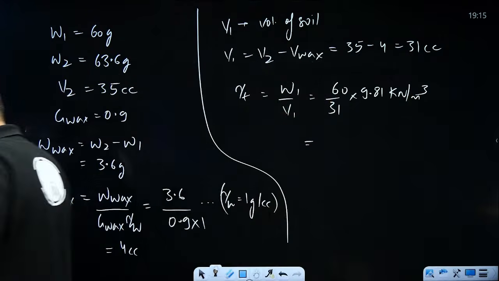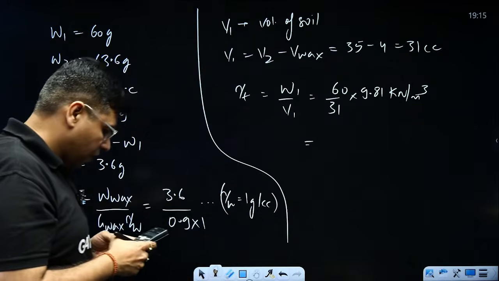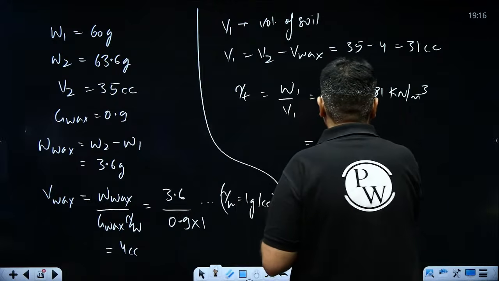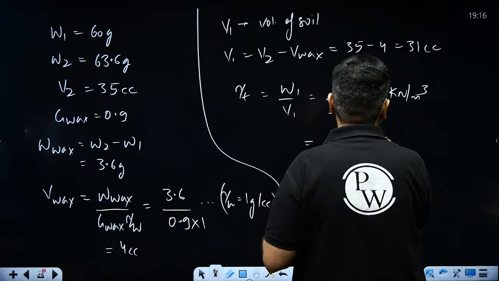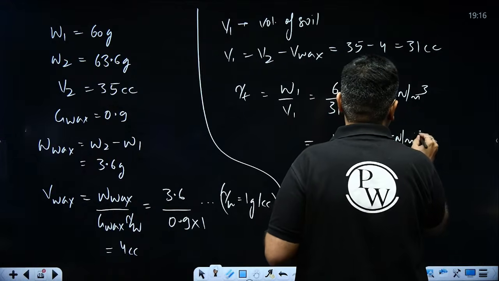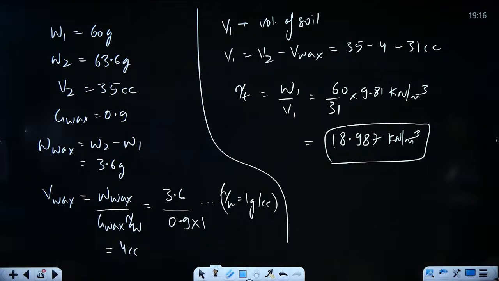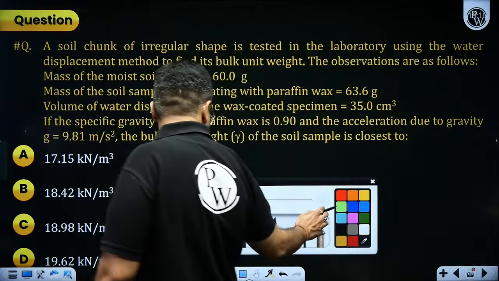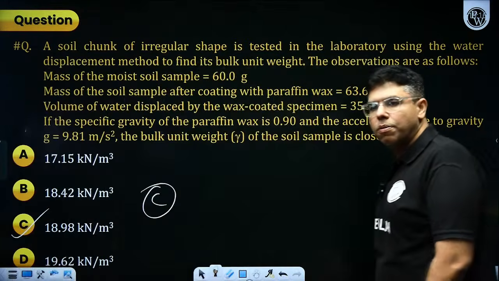How much are you getting? Tell me fast. 60 divided by 31 into 9.81 is 18.98, or 18.987 I can say. The nearest answer I will click here. Very good. The nearest answer is C here. You have given me C as the answer.